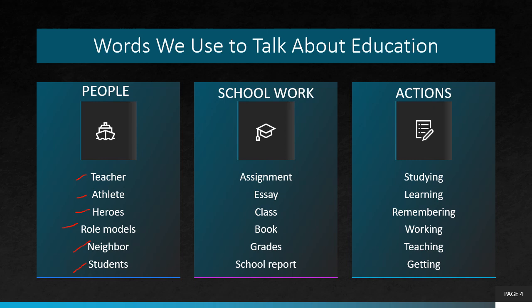Next is schoolwork. Assignment also means homework. Essay, class, book, grades, and school report. So try to know the meanings of these words. Actions: studying, learning, remembering, working, teaching, and getting. There are many other words that we can use in talking about education. Now that we have learned the words that we can use in talking about education, let us learn how to use these words in conversation.